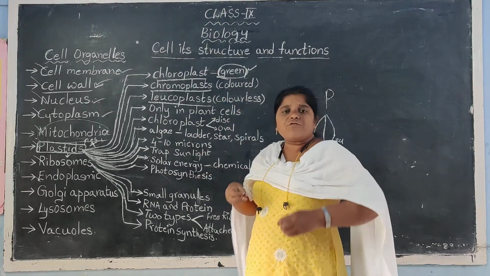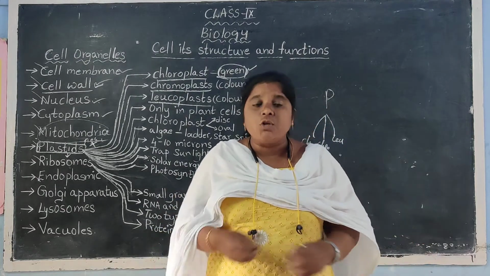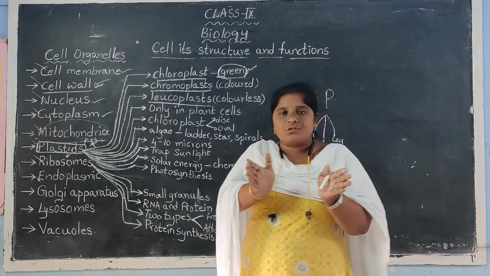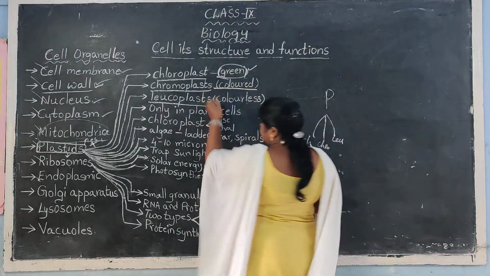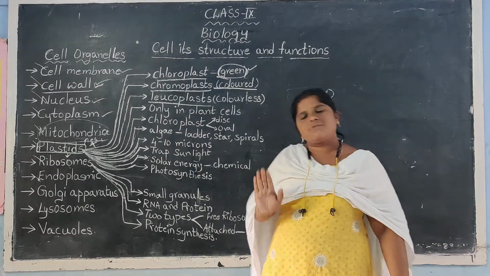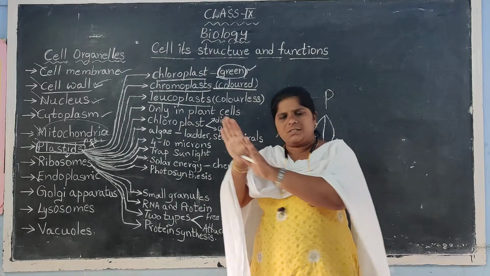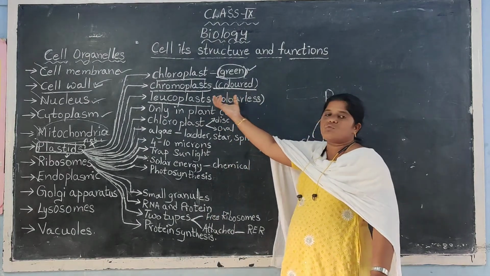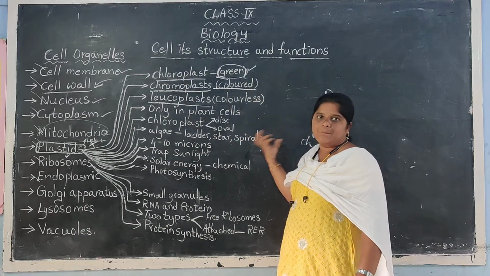Now the second one is chromoplast. You can find different colors of flowers, different colors of fruits, and different colors of vegetables. All this coloration will be given by chromoplast. Of course, it is not in your syllabus; for your information I am just giving it. They are provided with xanthophyll. This is none of your business. But the colored plastid is chromoplast, which gives various colors to the parts of the plant.